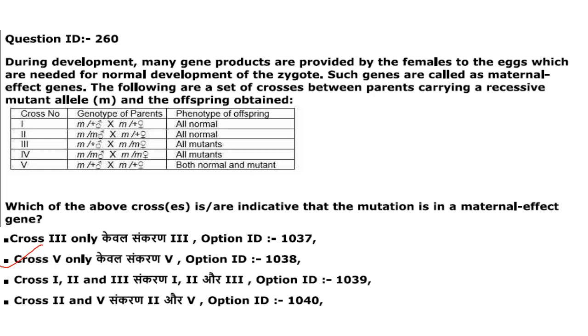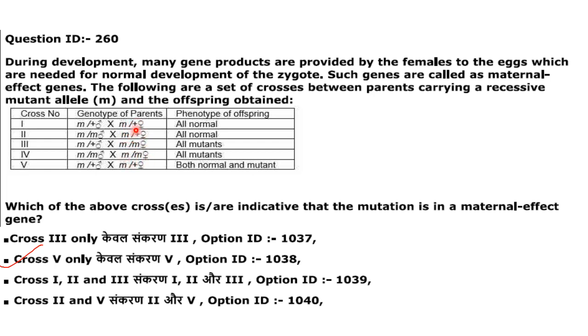Now, whenever maternal effect is shown, the genotype of the mother will decide the phenotype of the offspring or the progeny. So here you have to see the genotype of the mother and then check it with the phenotype of the offspring in the table. So you have to see only these ones. This is the male parent and this is the female parent. So you have to see the genotype of the female parent.